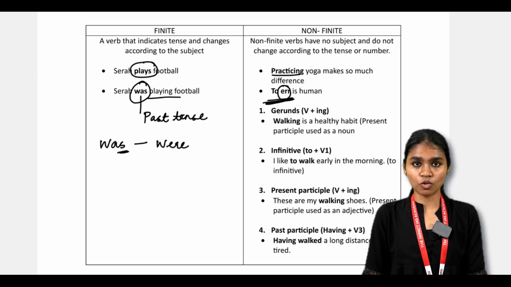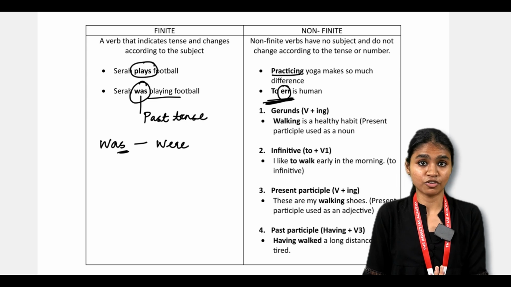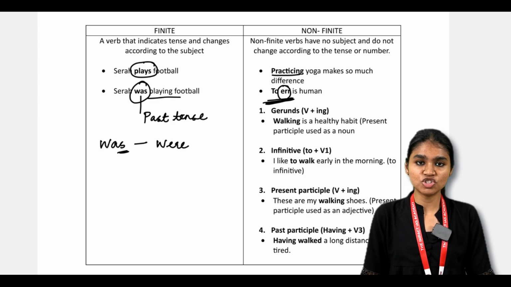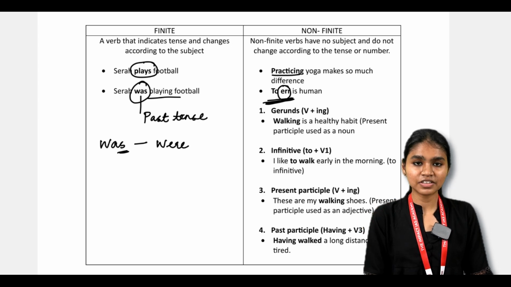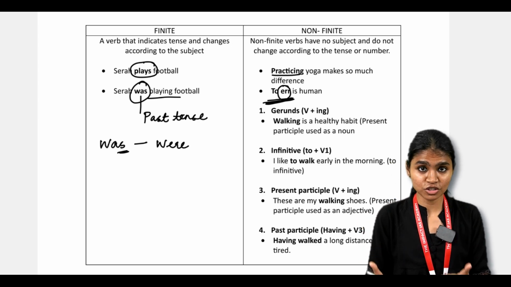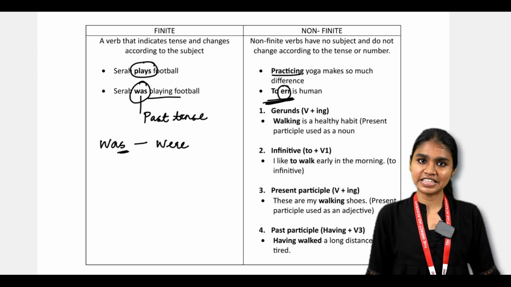It acts as a noun. So the verb is not functioning as a verb, it is performing the function of a noun. That is why we are placing it under gerund. If it does not function as a verb, it comes under the non-finite category. Any verb which does not perform the function of a verb comes under non-finite category.